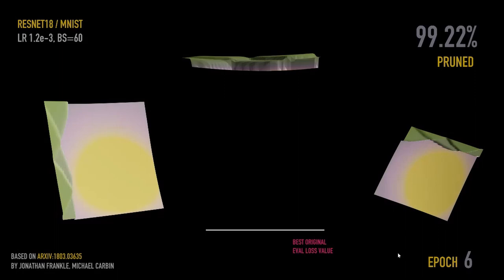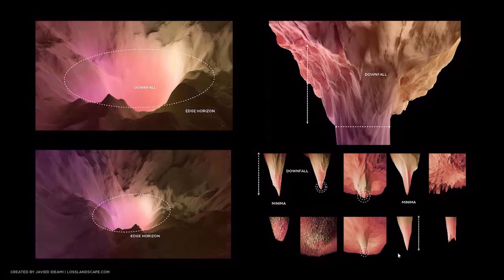All right, next point is the edge horizon. What does it mean, the edge horizon? Well, I've been working with loss landscapes now for a very long time, and I have been giving names to different parts of these landscapes that are very interesting for me to explore. I call the edge horizon the area of transition to the main convexity of the landscape. And I call the downfall the area that goes from the edge horizon to the minima. And then we have the minima.